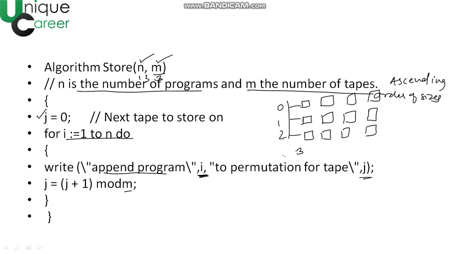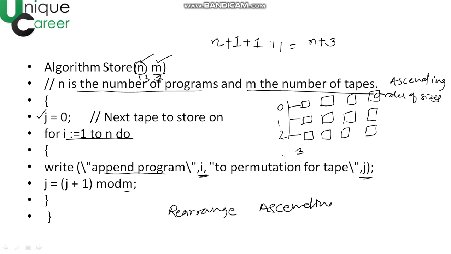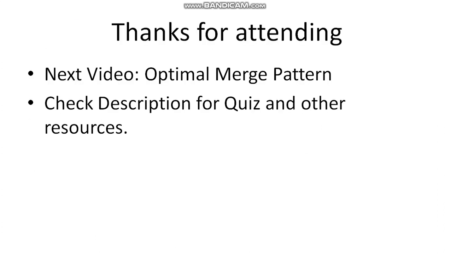If you want to know the time complexity of this problem, it is in terms of n, because there are n files to be stored. So space required is n plus 1 amount of space for n, 1 amount of space for the number of tapes, then for j and all these things, 1 is required. So the total space complexity is n plus 3, whereas for the total time complexity, since we require to rearrange all the files into the ascending order of their sizes, it will be n log n if you are using merge sort or heap sort, and it will be n square if you are using bubble sort or insertion sort. So that's it for this particular video.